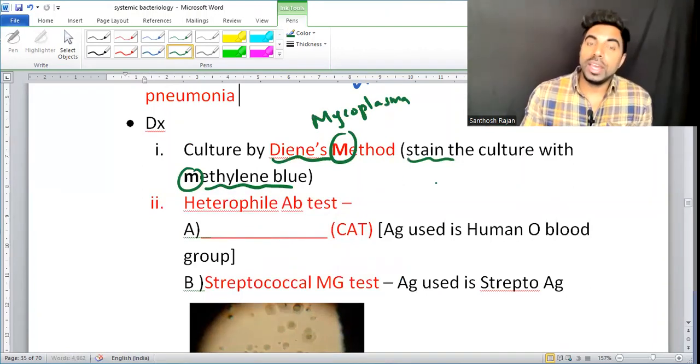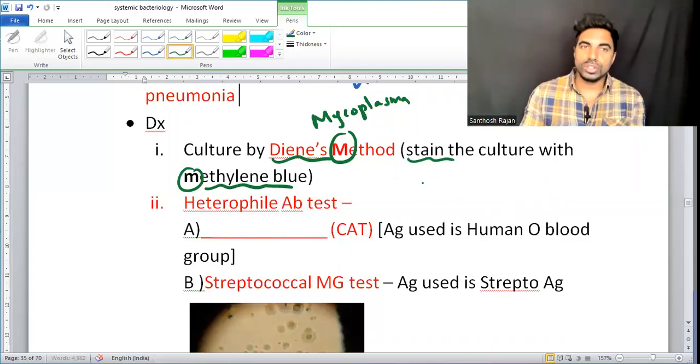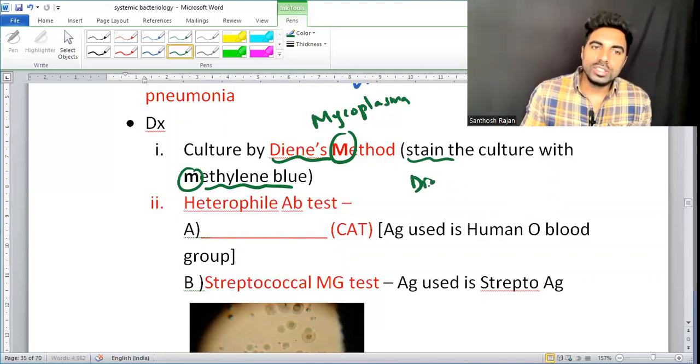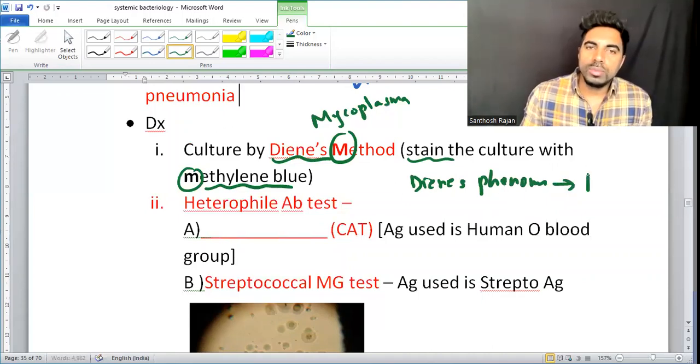There is also the Dienes phenomenon. In which organism does the Dienes phenomenon come? That will come in Proteus. P for Proteus, we will talk about it in Proteus. Okay, Dienes method. I'll write it here: Dienes phenomenon will come in Proteus. P for phenomenon, Proteus. That's it.